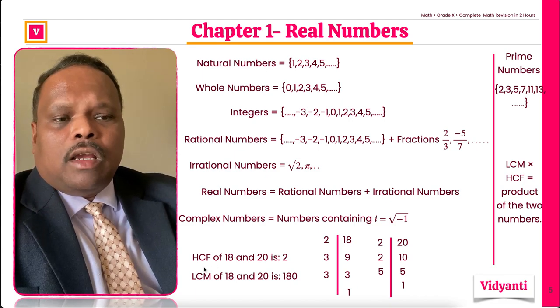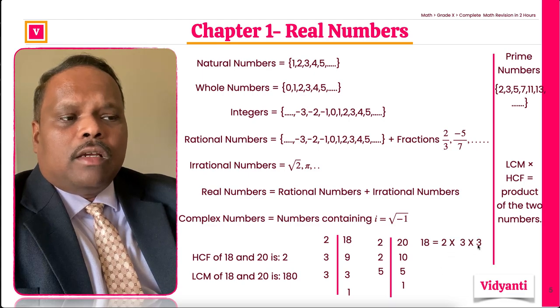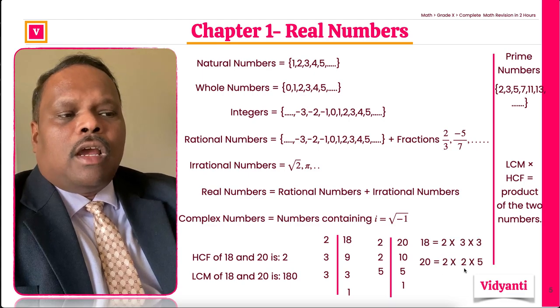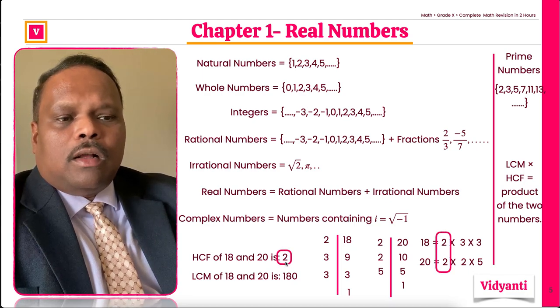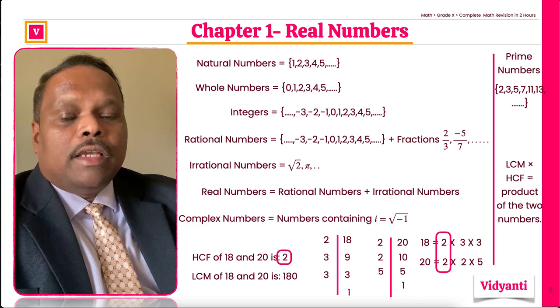HCF and LCM can be calculated by writing down their prime factorizations, and whatever is the common factor, let's say 2 and 2, that will be taken only once. That will be your HCF. This will be your highest common factor.